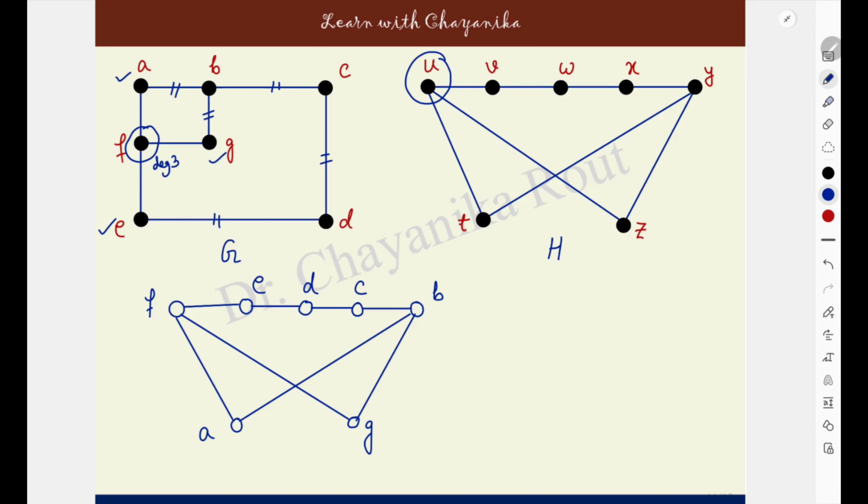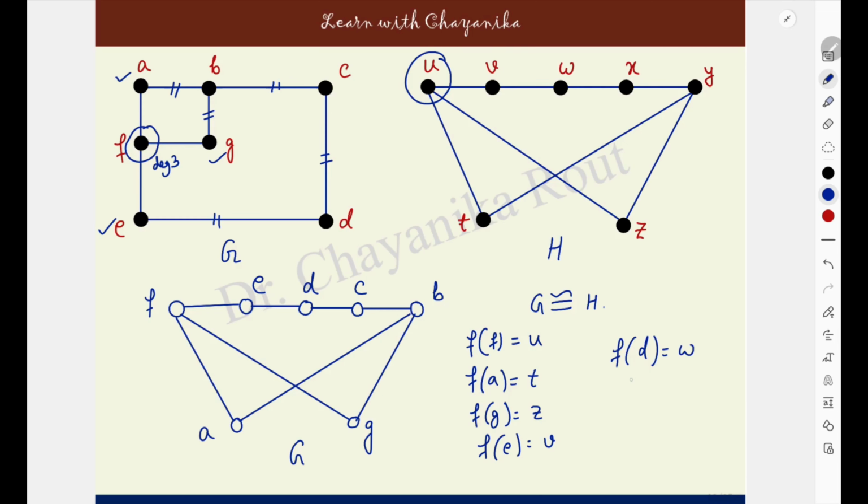If you observe carefully, all the edges of the graph G are drawn and I can see G matches exactly with the same figure as H. So I can say G is isomorphic to H and the bijection will map all the vertices. For example, the vertex F is mapped to the vertex U, the vertex A is mapped to T, G has the image Z, E has the image V, D is mapped to W, C is mapped to X and B is mapped to the vertex Y.